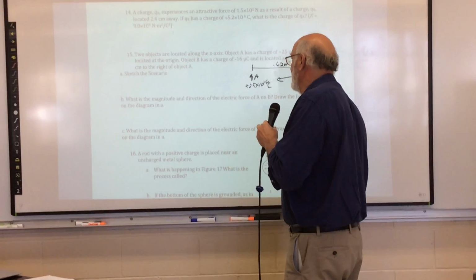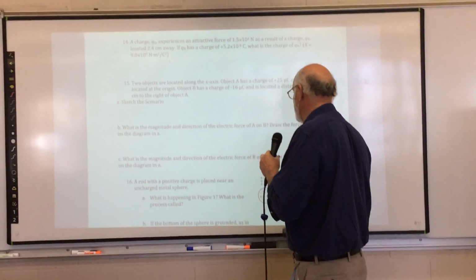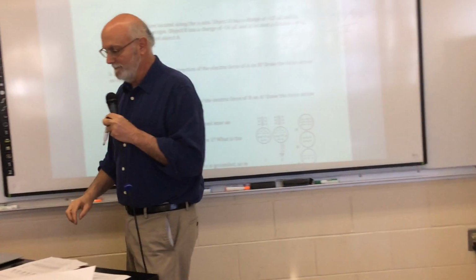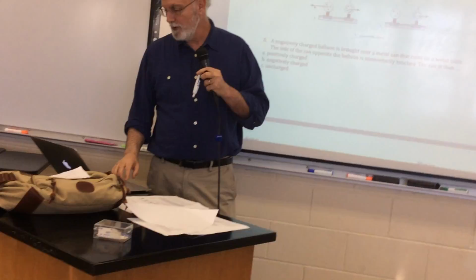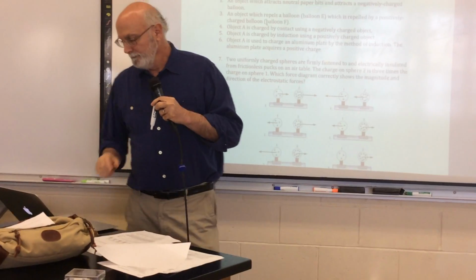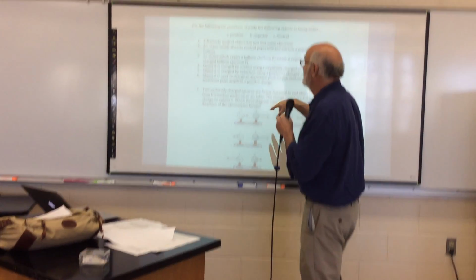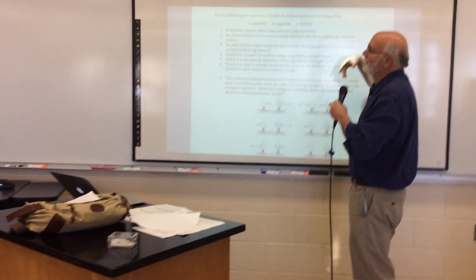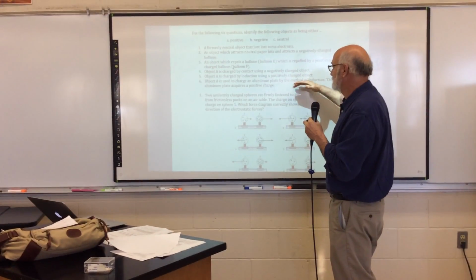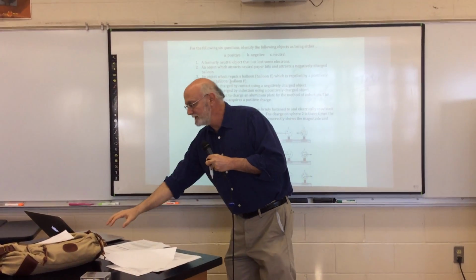All right, so that's one thing: the equation and what's happening with the equation. Other things are going to be just general charge stuff. So things like a formerly neutral object just lost electrons. If you lose electrons, you're going to be positive. These shouldn't be too tough. Let's take a look down here.